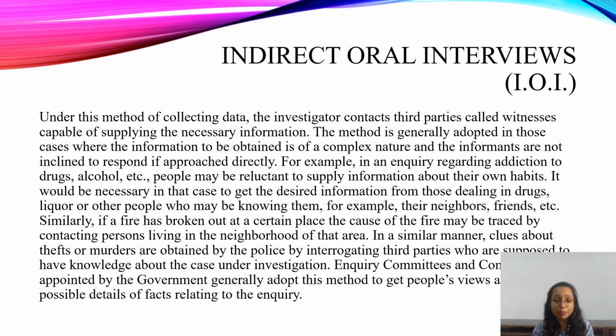Similarly, if a fire has broken out at a certain place, the cause of the fire may be traced by contacting persons living in the neighborhood of that area. In a similar manner, clues about thefts or murders are obtained by the police by interrogating third parties who are supposed to have knowledge about the case under investigation. Inquiry committees and commissions appointed by the government generally adopt this method to get people's views and all possible details of facts relating to the inquiry.